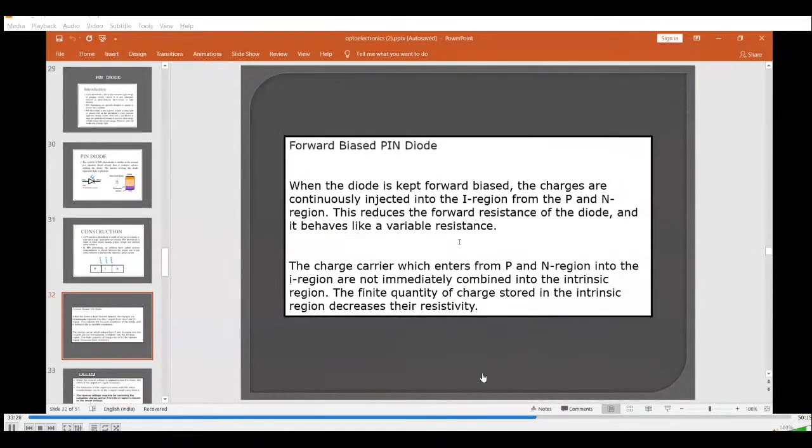So, the working principle: the PIN diode behaves differently in forward biased and reverse biased conditions. It works with both forward and reverse bias. Now, coming to the forward biased mode. In forward bias, holes from the P side and electrons from the N side.